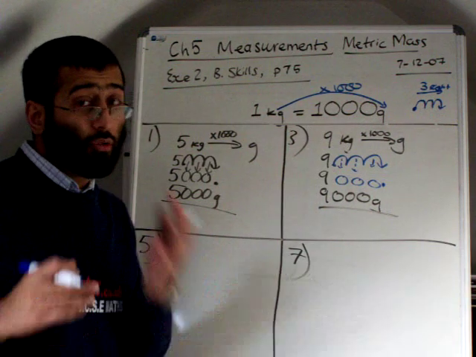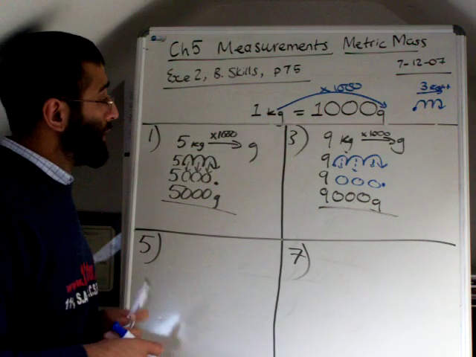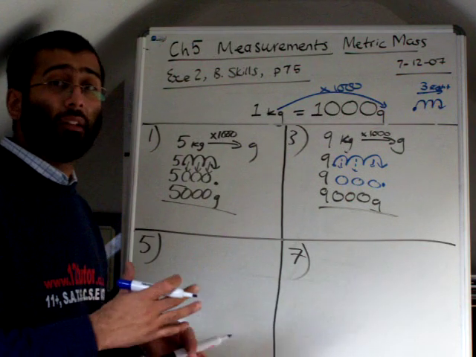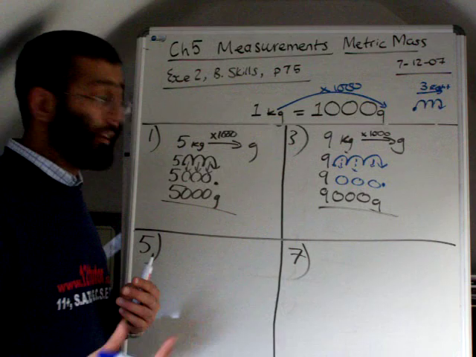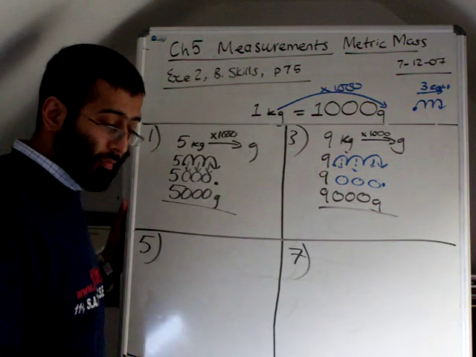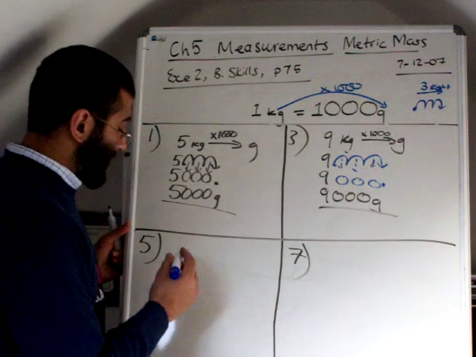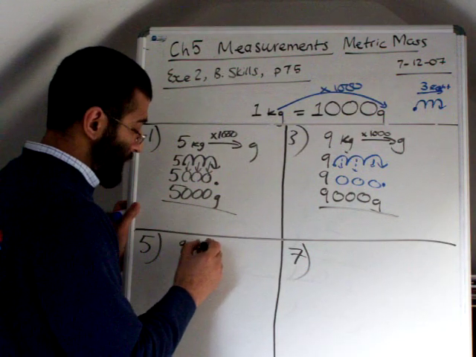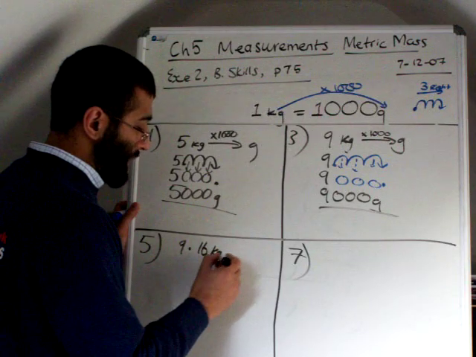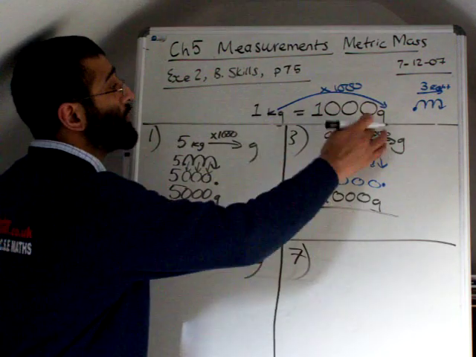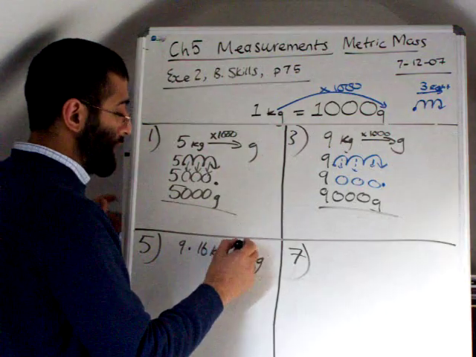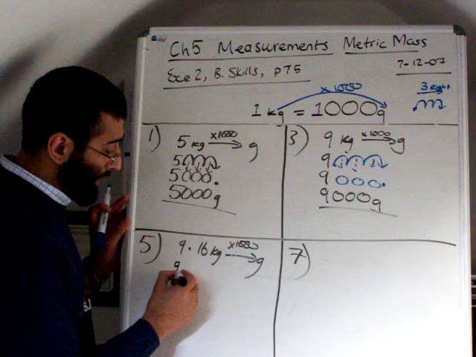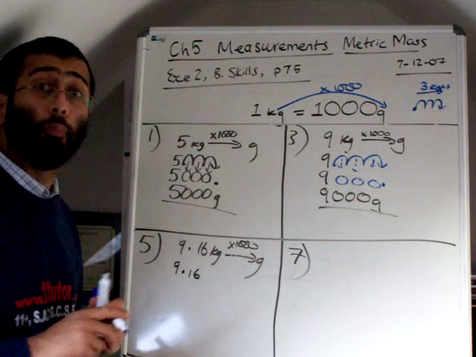Question number 5. I will go through this quite quickly. All you need to do is, if you find I'm going a bit fast, you can watch them again, press pause, play them again. Question number 5 is 9.16 kilograms. So we have 9.16 kilograms. We've got to convert it to grams. Kilograms to grams is times by 1,000. Here we already have a decimal point in the question, which is nice because it's a decimal number. So we don't need to put one in ourselves.